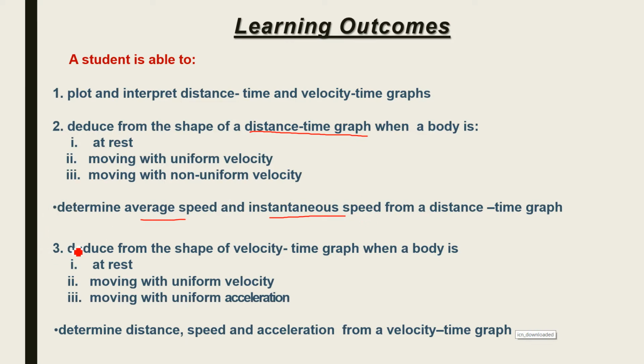The third and very important objective for this lesson is to deduce from the shape of the velocity-time graph when a body is at rest, moving with uniform velocity or uniform acceleration. So from the second type of graph, the velocity-time graph, we are also going to see how we can know if the object is at rest or moving with uniform velocity or uniform acceleration. So today we'll talk about 1 and 2.